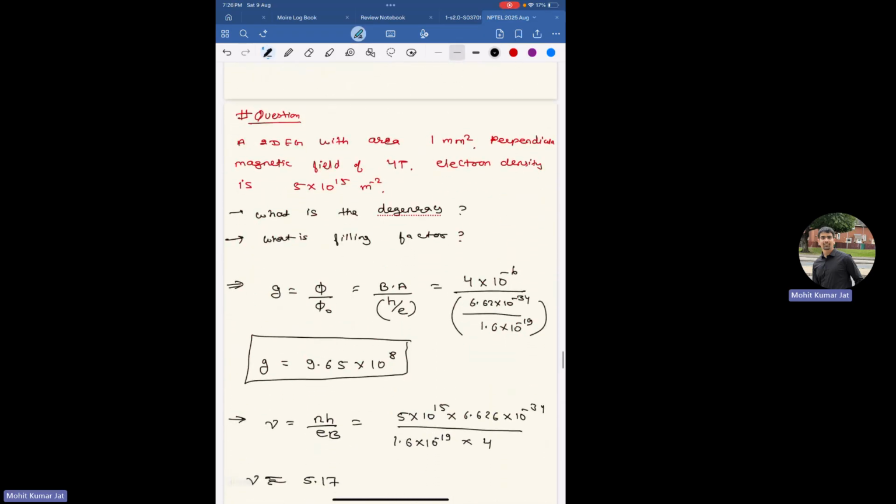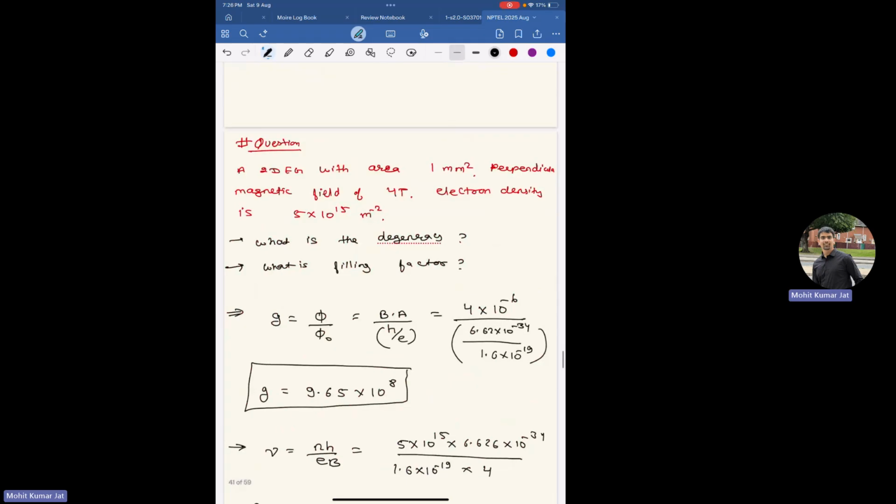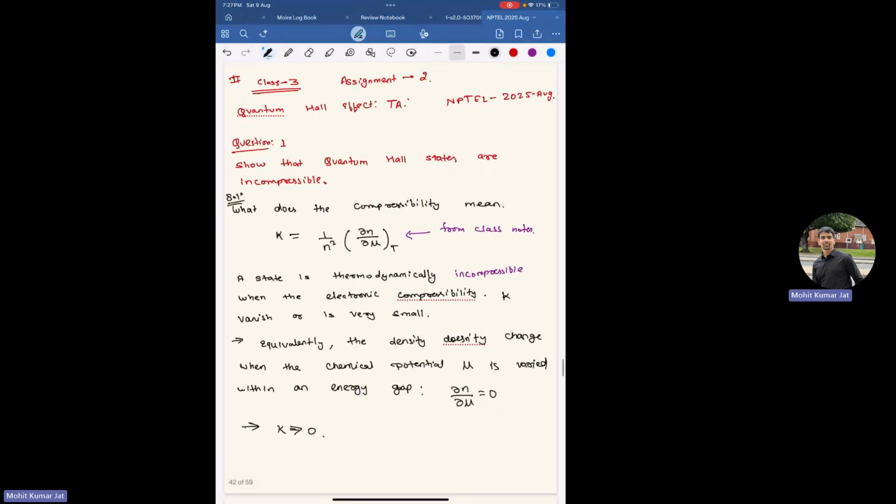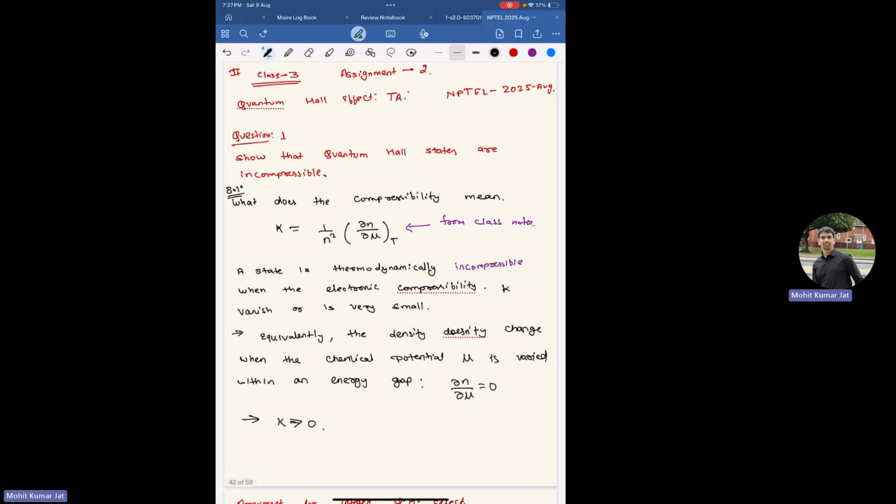So in today's class we discussed that the quantum Hall states are incompressible. First, we showed that the quantum Hall states are incompressible.